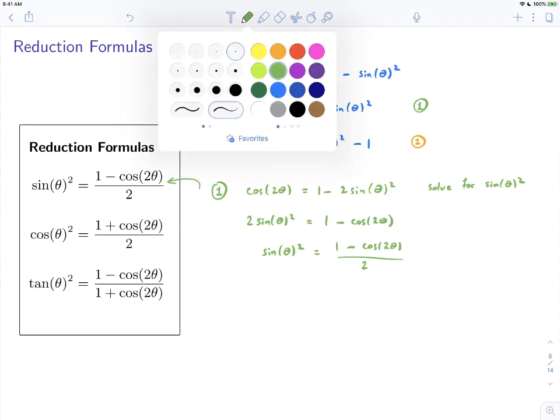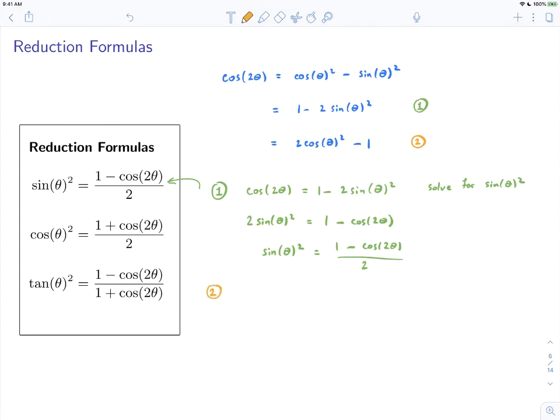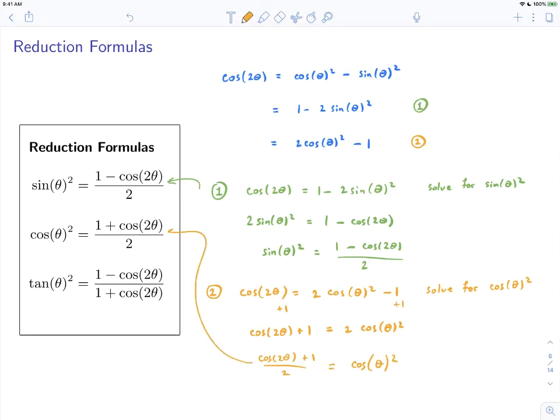What about the second identity? That's going to use what we were calling 2. So we have cosine of 2 theta is equal to 2 times cosine of theta squared minus 1. And again, we just want to solve for one of these trig functions. Solve for cosine theta squared in this case. This one is even easier. You just add 1 to both sides. Then you'll have cosine of 2 theta plus 1 is equal to 2 times cosine of theta squared. Divide everything by 2, and you'll have cosine of 2 theta plus 1 divided by 2 is equal to cosine of theta quantity squared. And that's the second identity here, although it's rewritten a little bit.